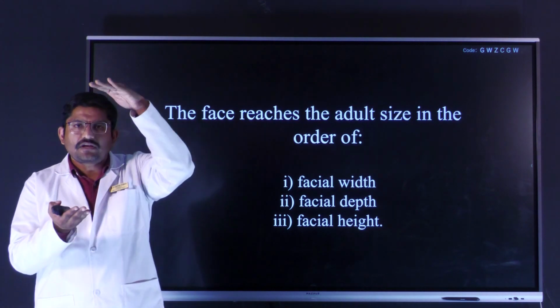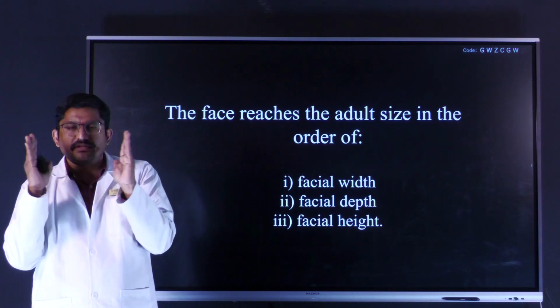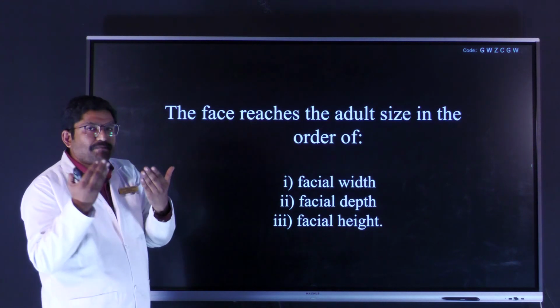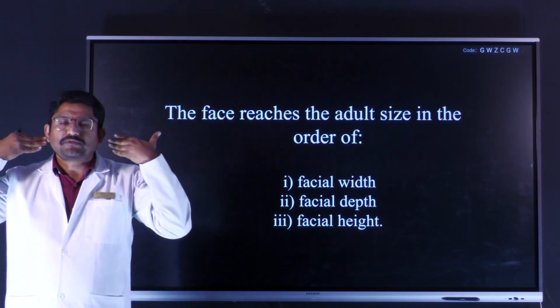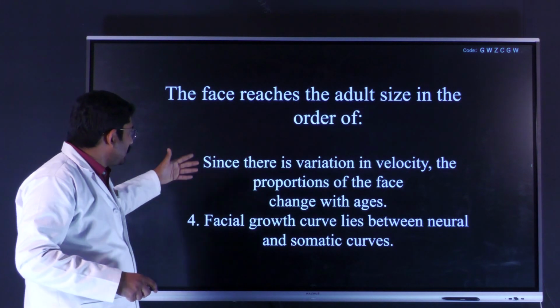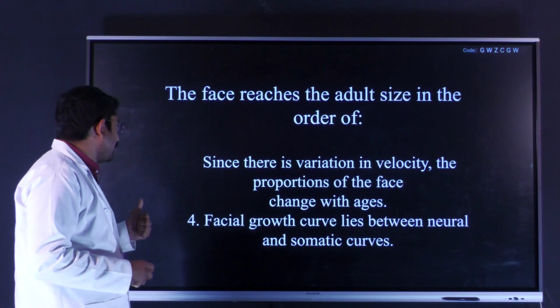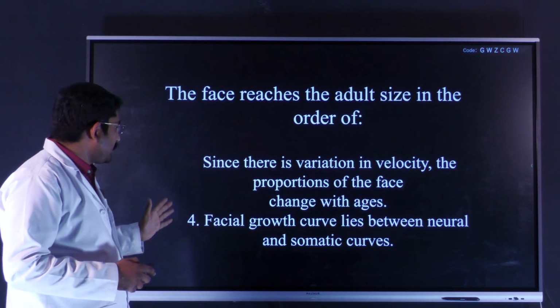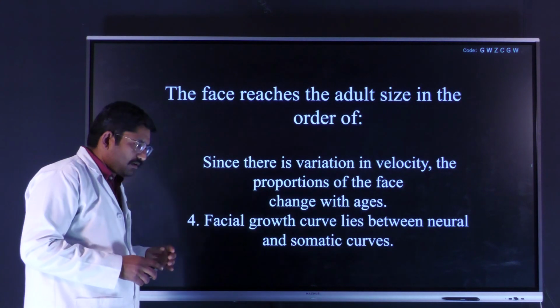The height of the face is the last thing that is formed. The width is the first thing that is completed, the width of the face. Now depth, the depth is your anterior-posterior, the facial depth. Since there is variation in velocity, the proportions of the face change with age as the face reaches adult form. Facial growth curve lies between the neural and the somatic curves.